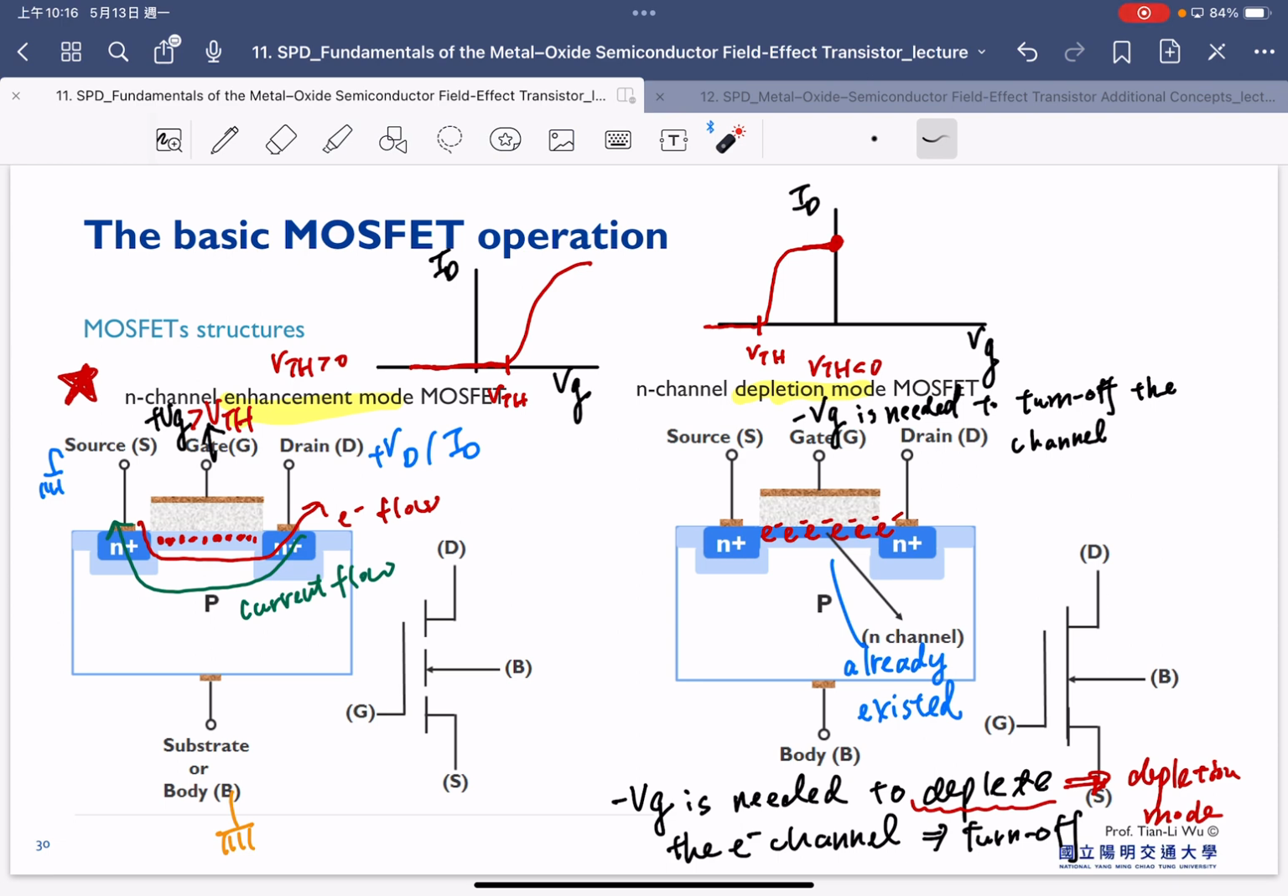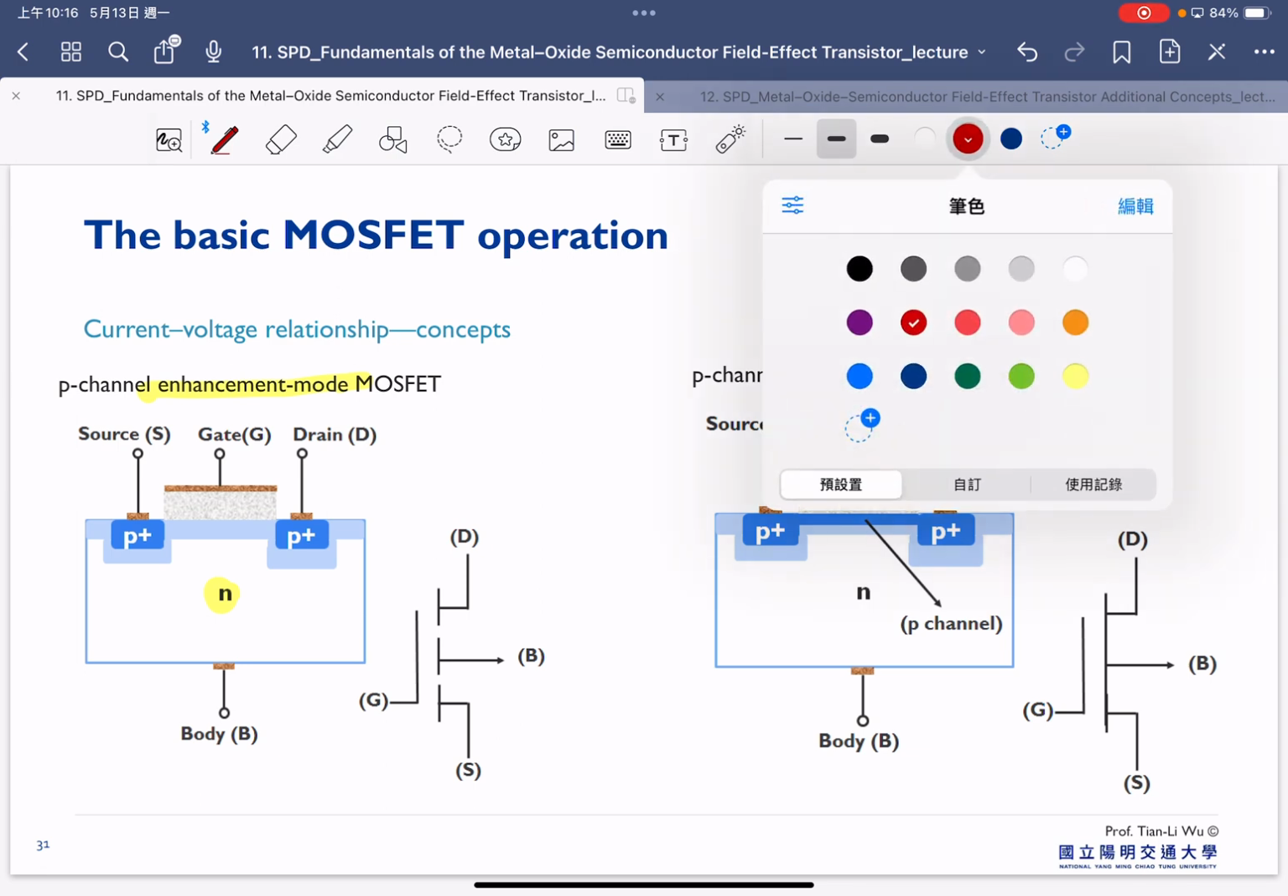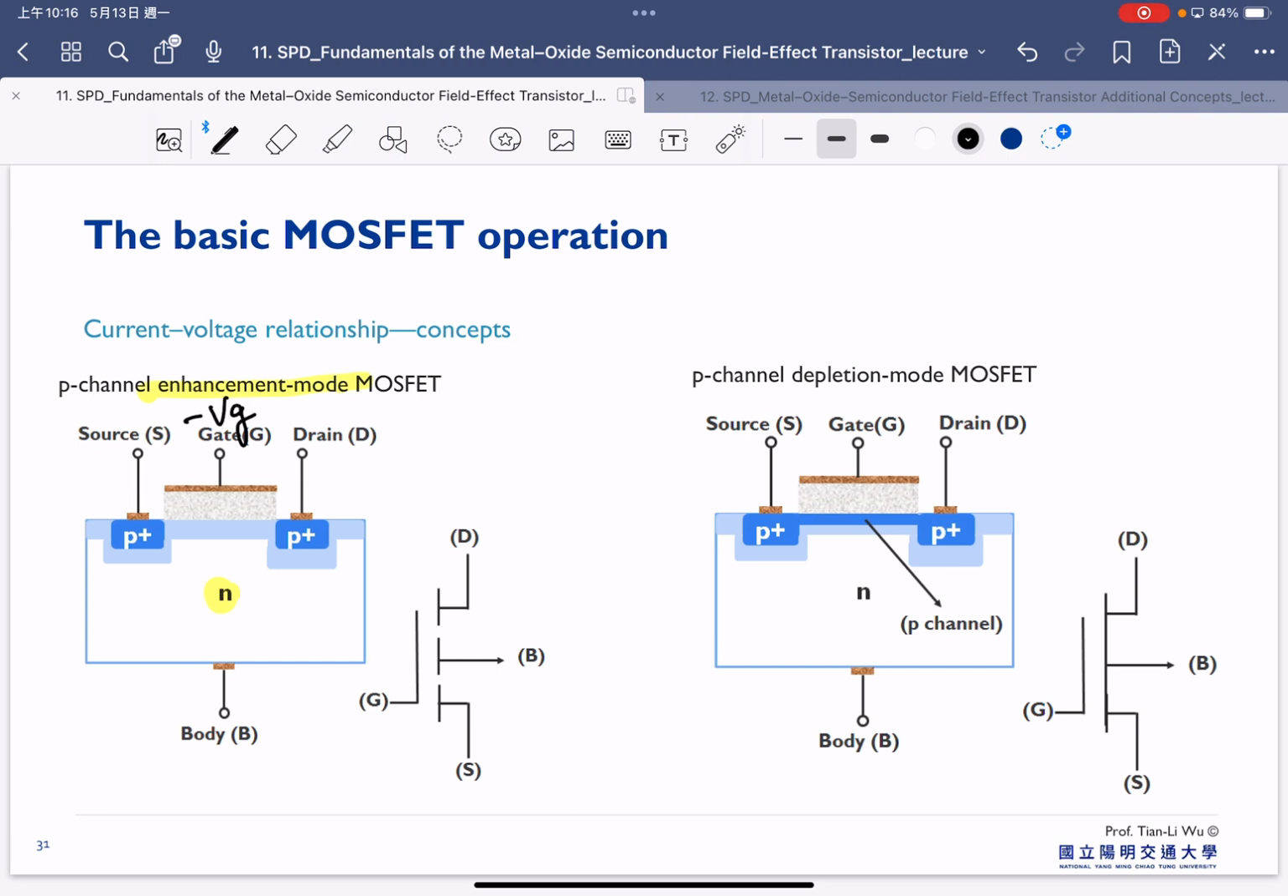Okay, on the other hand, not only the N-channel enhancement mode is possible, there could also be a P-channel enhancement mode. Similarly, if you consider the P-channel enhancement mode here, the only difference is that we now consider an N substrate. How do we form the inversion layer here? We need to apply a negative gate bias. The negative gate bias will start to form the hole inversion layer.